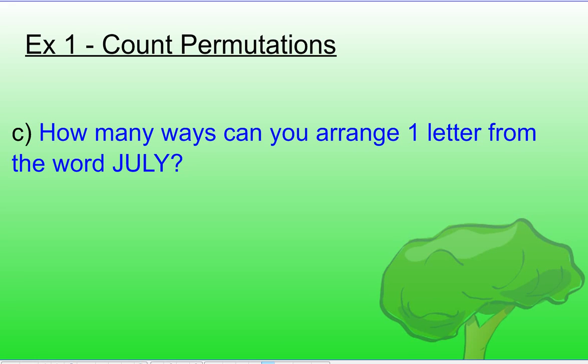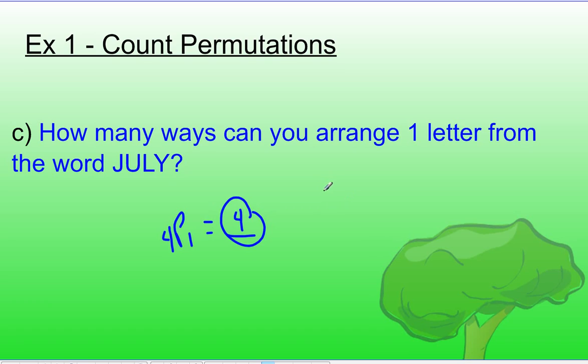Letter C asks you to find how many ways you can arrange 1 letter from the word July. I'd like you to pause the video, do this problem right now. When you are done, hit play, and we'll go through it together. Okay, so you're doing 4 permute 1. You're picking 1 letter from the word July. So you get 1 blank, and you plug in the 4. Well, there's 4 options, so the answer is 4.